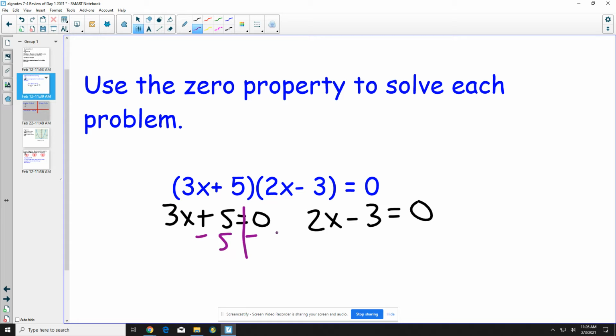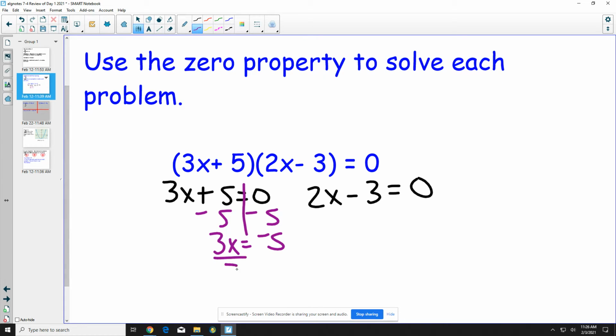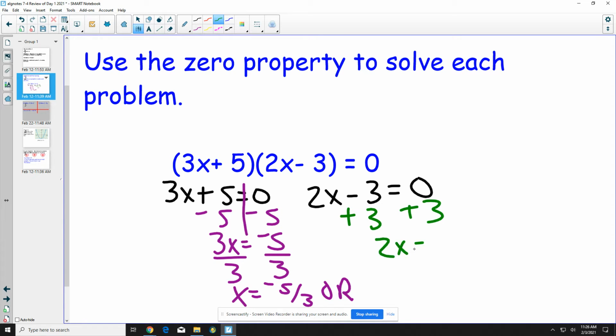So on the first one, you take away 5 to get 3x equals negative 5, and then you divide by 3. So my first answer is x equals negative 5/3. When I solve the second equation, I add 3 to get 2x equals 3, then divide by 2. So my other solution would be x equals 3/2.